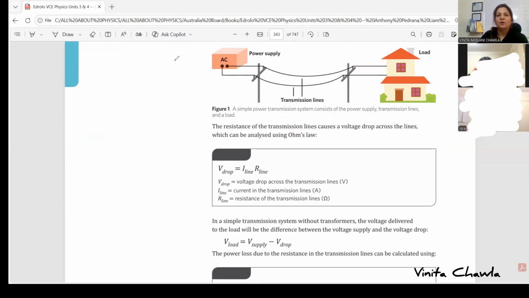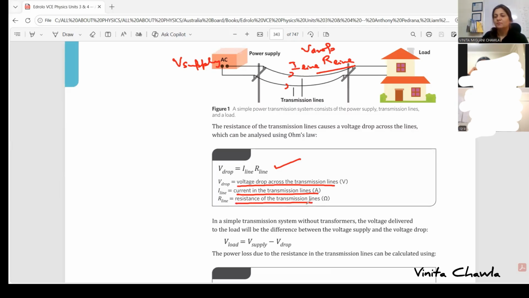So this is the power supply, where we get the voltage supply. These are the lines, and current I is flowing through these lines, and the resistance of the line is R line. If you have to find the voltage drop across the lines, we can use simple Ohm's law, V equals IR. So voltage drop is equal to I line times R line. This is the voltage drop across the transmission lines. I line is the current in the transmission line, and R line is the resistance of the transmission lines. And how do we find the voltage across the load? We can simply subtract the voltage drop across the wires from the supply to get V load.